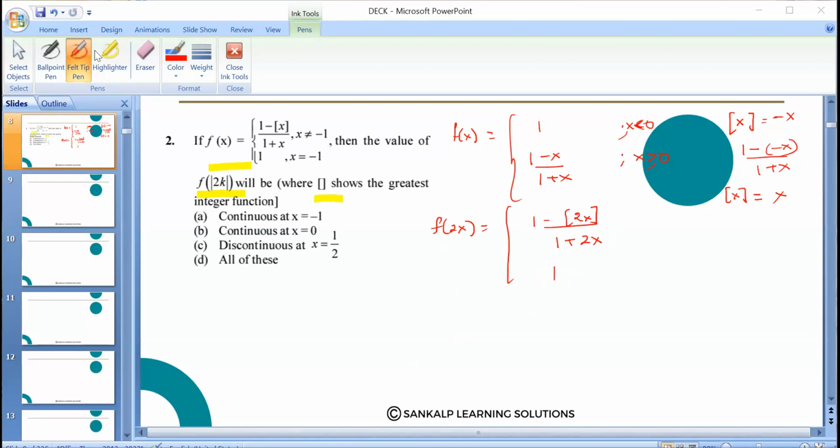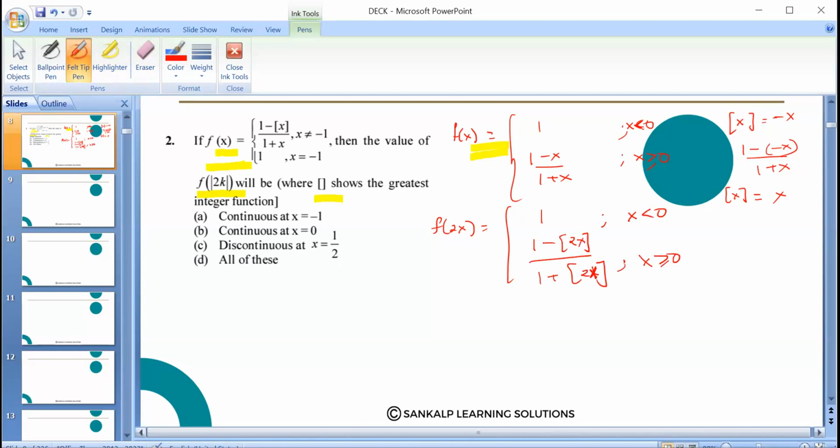But instead of seeing this question as a piecewise function, if you see this, what will you get for f of 2x? Here you will get 1 for x less than 0. And down you'll have 1 minus greatest integer function of 2x by 1 plus greatest integer function of 2x. That means f of 2x, now if you write it as a piecewise function, if x is less than 0, it is 1. But what about x greater than or equal to 0 and less than 1 by 2?